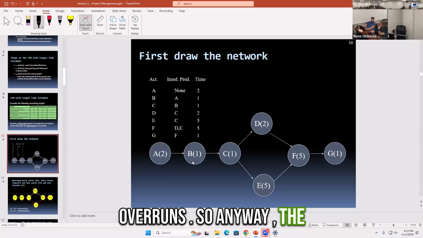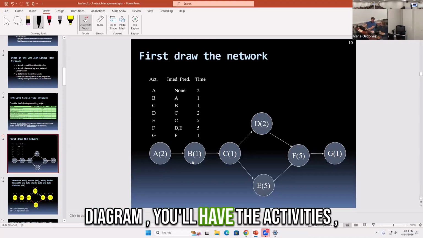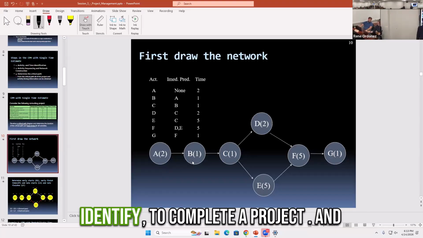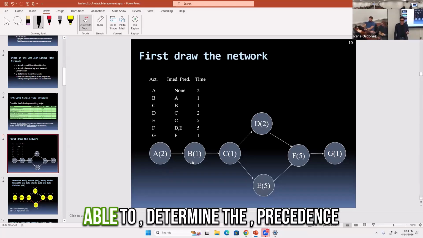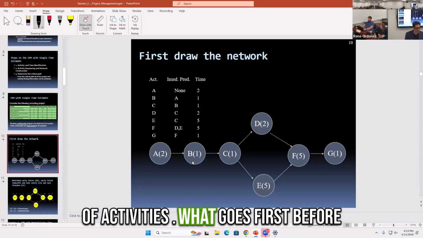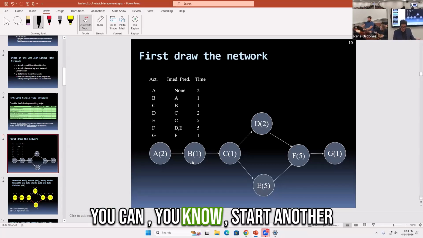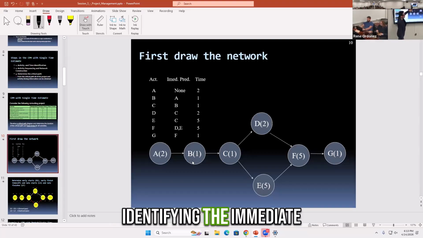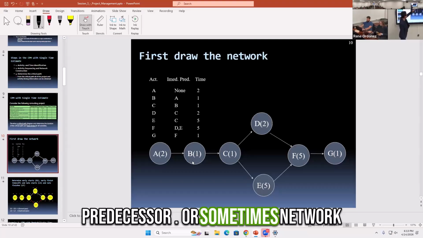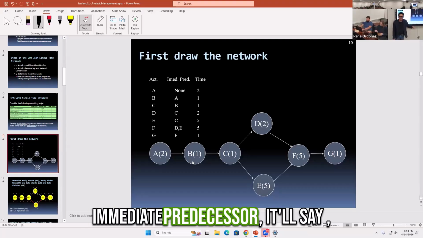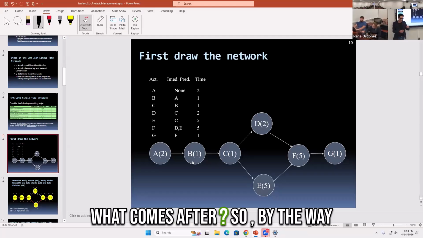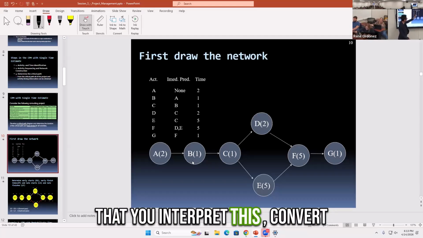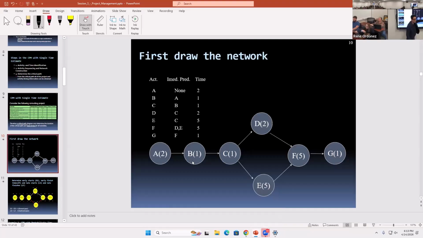So anyway, the characteristics of a network diagram: you'll have the activities, the major activities that you identify to complete a project. And then it is important that you're able to determine the precedence of activities, what goes first before you can start another activity. So that's identifying the immediate predecessor. Or sometimes a network diagram will say, instead of immediate predecessor, what comes after. But the way that you interpret this is to convert it into a network diagram.